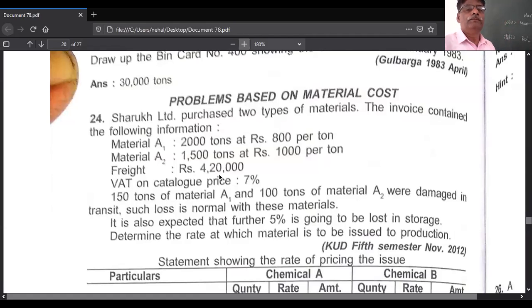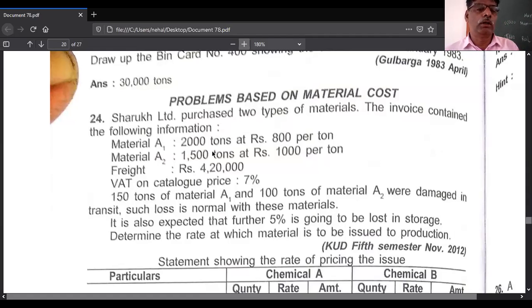You see this problem. The problems are based on material cost: how to calculate the issue price. Shahrukh Limited purchased 2 types of materials. The problem itself is solved in the question, so I will not go for the preparation of this slide. Shahrukh Limited purchased 2 types of material. The invoice contains the following information. Invoice means bill. The bill is like this.